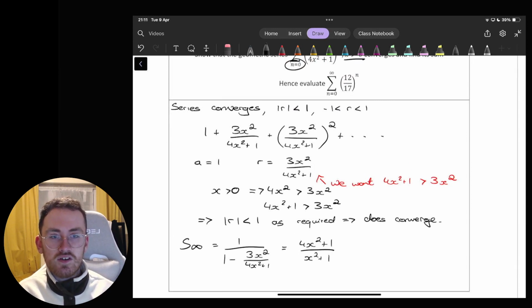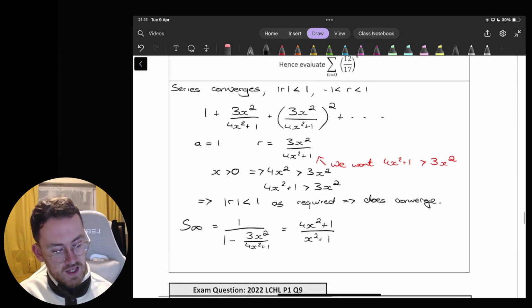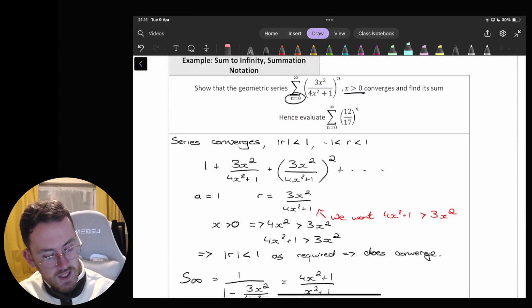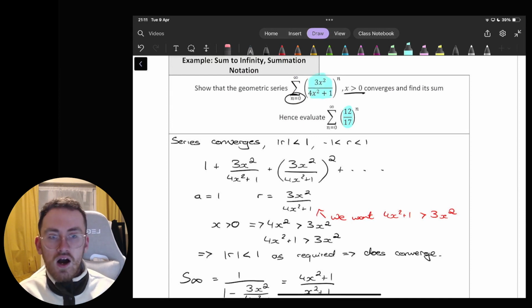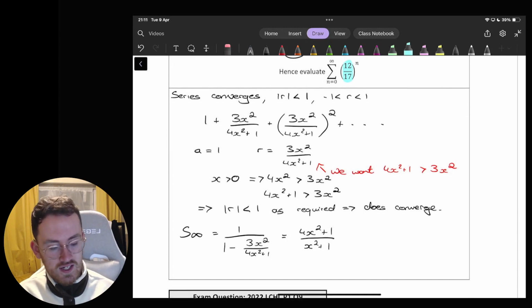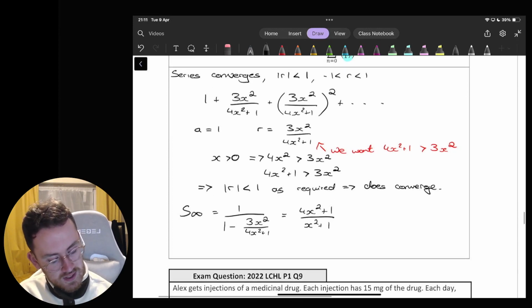Looking at the second part of the question, they're asking us to evaluate the sum from n equals 0 to infinity of 12 over 17. So we want to see, can we take 12 over 17 and compare it to the expression we have inside the brackets? Is there a value of x that would satisfy our expression and give me 12 over 17? Because if there is, then we can use our sum to infinity to work it out.